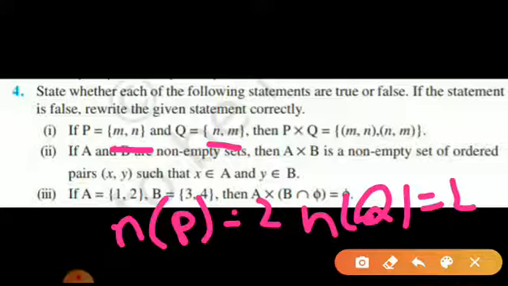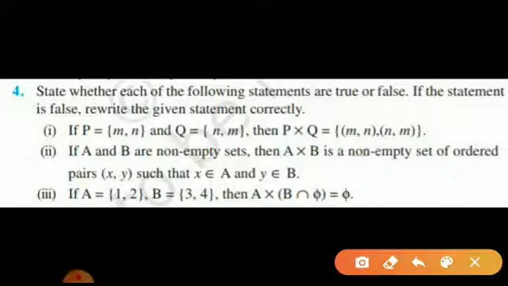So what can we say? How many elements will be there in P cross Q? It will be 2 into 2, that means 4. But do we have 4 elements here? No, we only have 2 elements. So is this true? No. That means this statement is false.